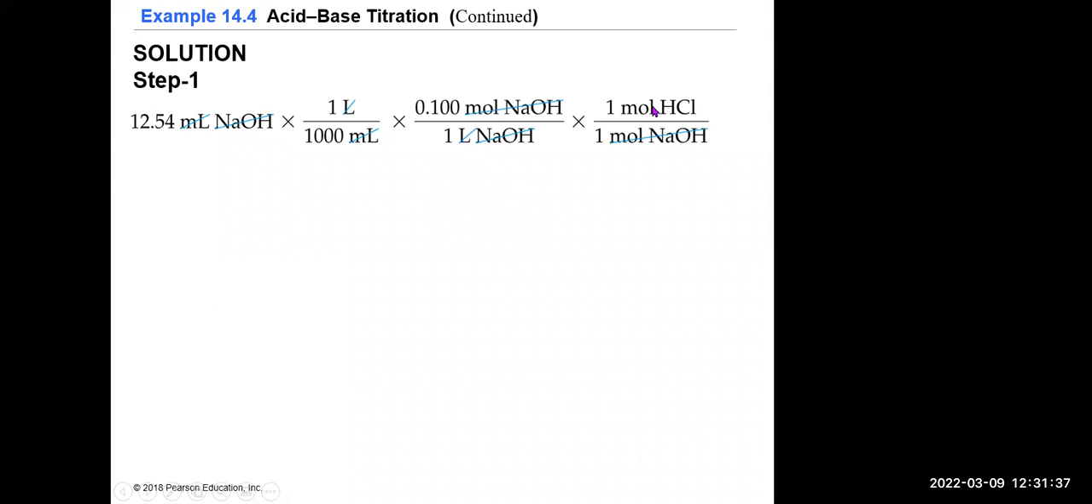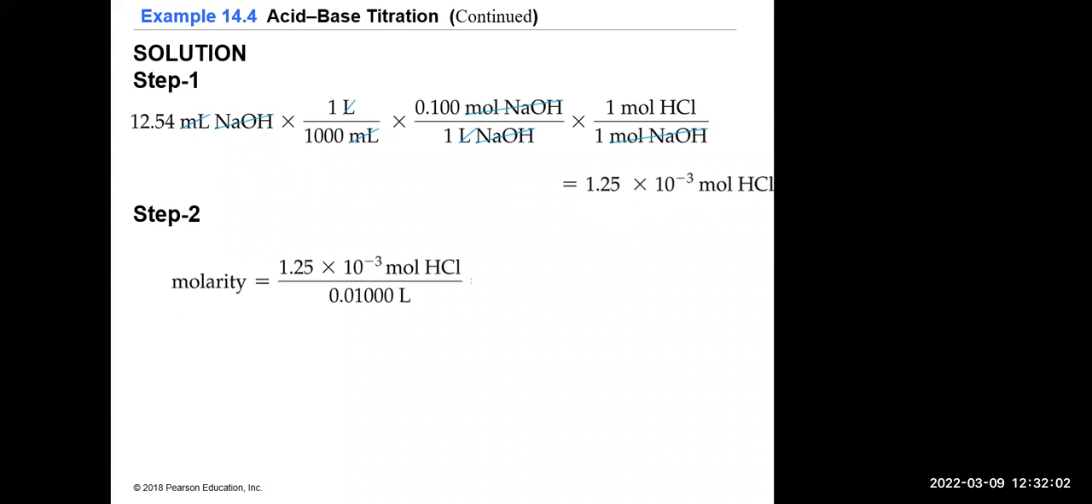And we calculate by dividing and multiplying those numbers. We get 1.25 times 10 to the negative 3 mol HCl. Okay, so now we get one quantity for the molarity. The second step is just to calculate the molarity. So we know how much volume of the HCl was used.